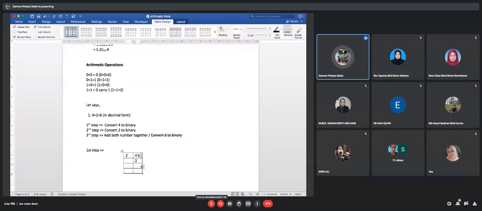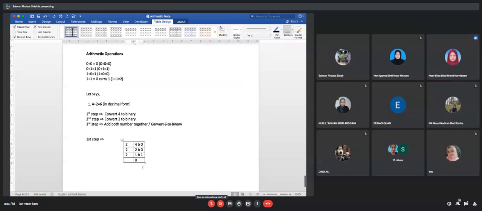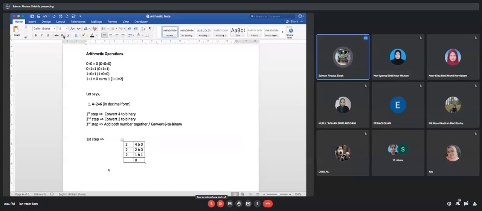Okay, 2 and the balance is 0. And then 2 divided by 2. What will we get? 1. Balance? 0. 1 divided by 2 is 0. Balance? 1. So 4 base 10 equals 100.